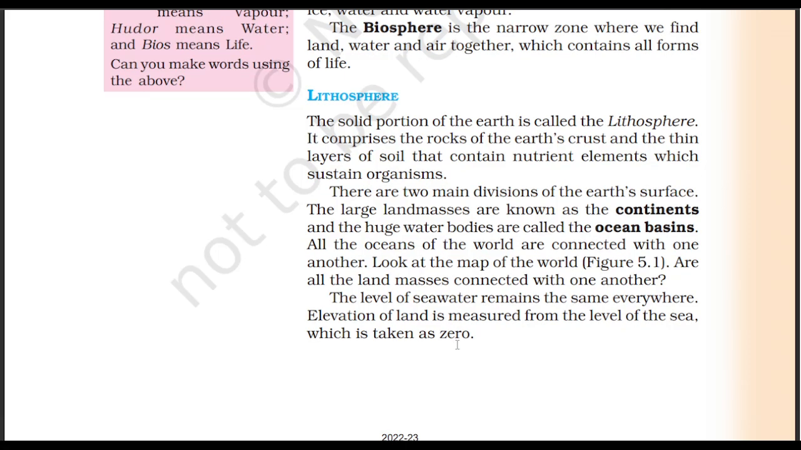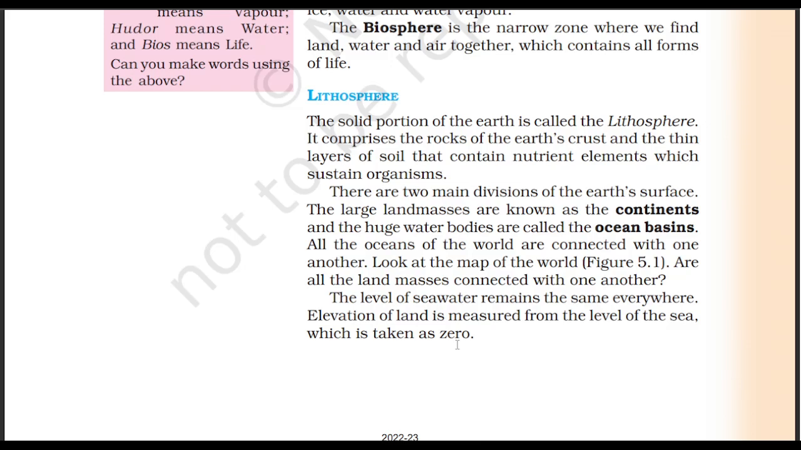Lithosphere, the solid portion of the earth, comprises the rock of the earth's crust and a thin layer of soil that contains nutrient elements which sustain organisms. There are two main divisions of the earth's surface. The large land masses are known as the continents, and the huge water bodies are called ocean basins. All oceans of the world are connected with one another.